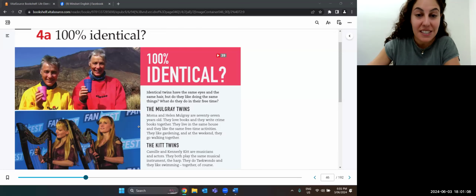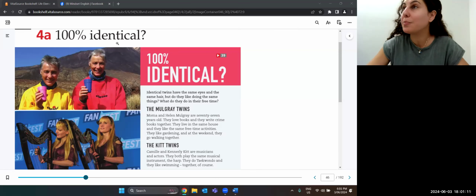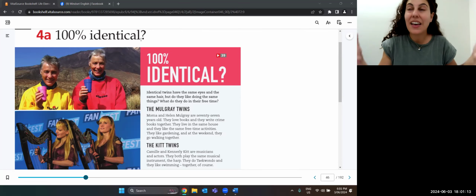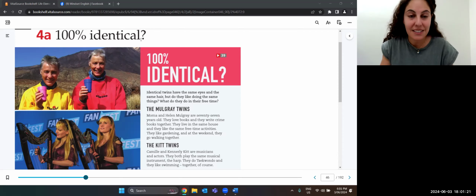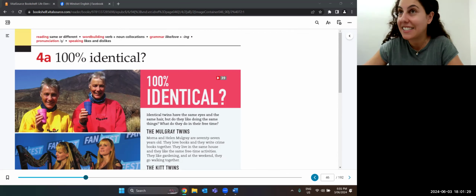So the title of this article is called 100% Identical. That means exactly the same, 100% the same. Let's read together so that we can practice our English. I'll read first and then you will read after me. So the title is 100% Identical. Do you want to repeat? Yeah, 100% identical.